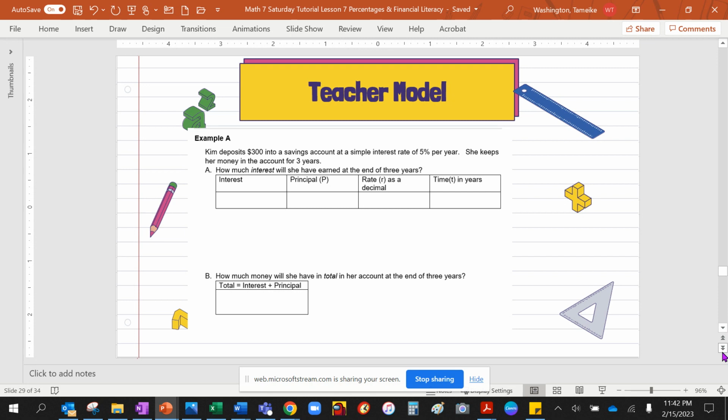The problem says Kim deposits $300 into a savings account with a simple interest rate of 5% per year. She keeps the money in her account for 3 years. How much interest will she have at the end of 3 years? First, let's identify what we have. The first question is asking for interest. We don't have that, so we can write I.